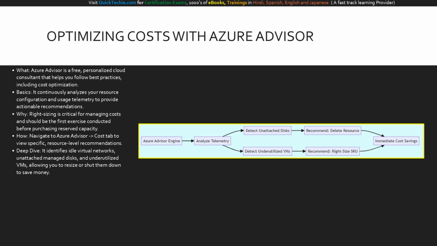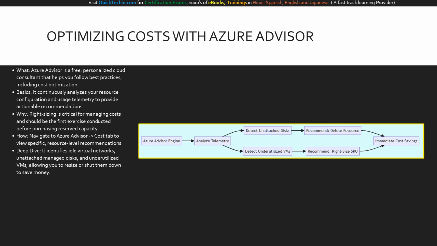Setting budgets is defensive, but using Azure Advisor is offensive cost optimization. What is it? Azure Advisor is your free, personalized cloud consultant. For the basics, it continuously analyzes your configuration and usage telemetry across your tenant to provide highly actionable recommendations. Why must you use this? Because right-sizing your environment is the absolute most critical step for managing costs, and it must be done before you ever commit to long-term purchases.